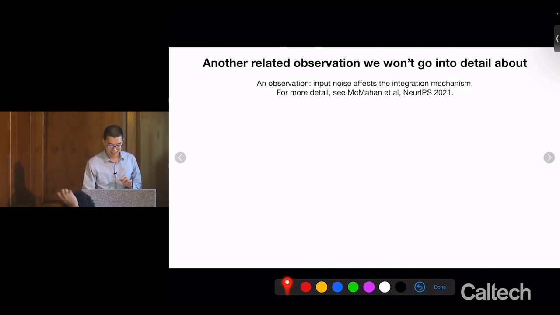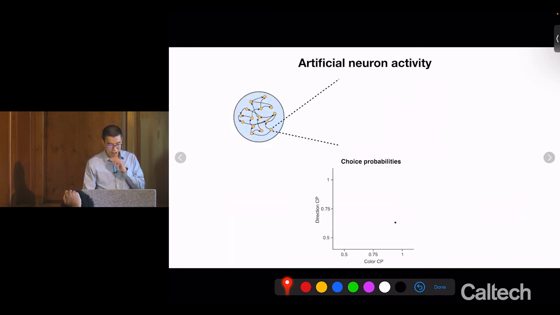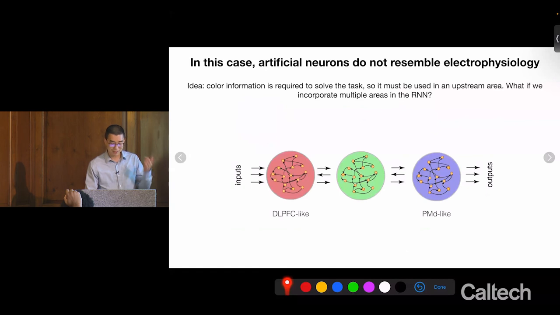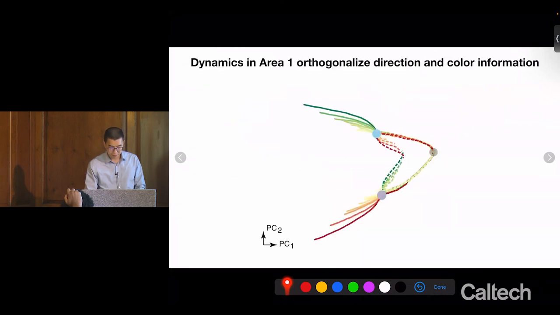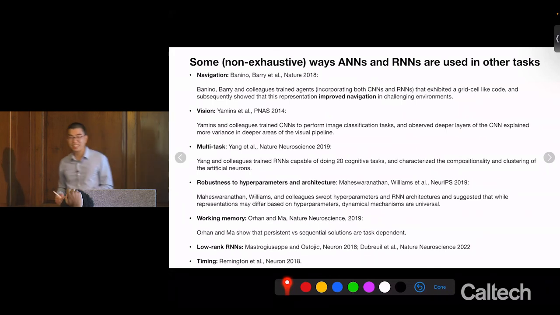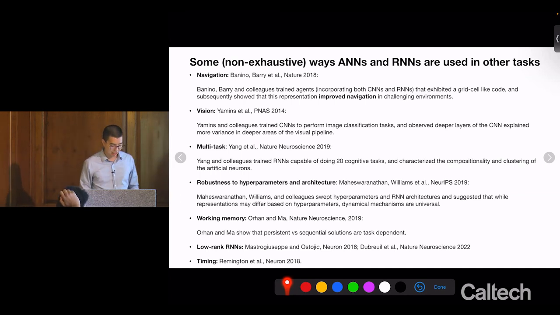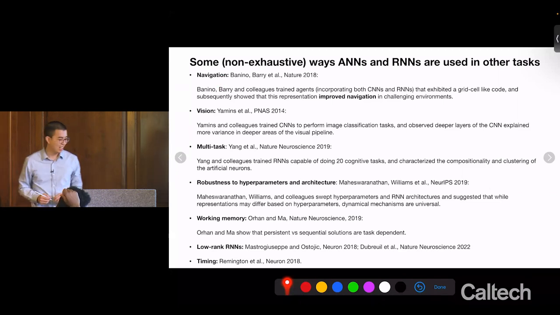All right, and then just because of time, I'm going to skip all of these slides where I also want to show how neural networks can be used for multi-area modeling, which we can talk about in the philosophy and general questions part. So I just want to go to one last slide here, which are some non-exhaustive ways that both artificial neural networks and recurrent neural networks are used in other tasks. So here's just a highlight. There are many other studies here. Since we have limited time, I'll just talk, for example, about this navigation study, which is one put out by DeepMind that I thought was particularly cool.